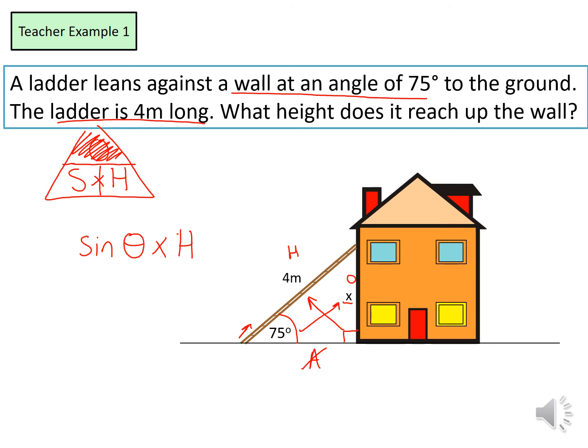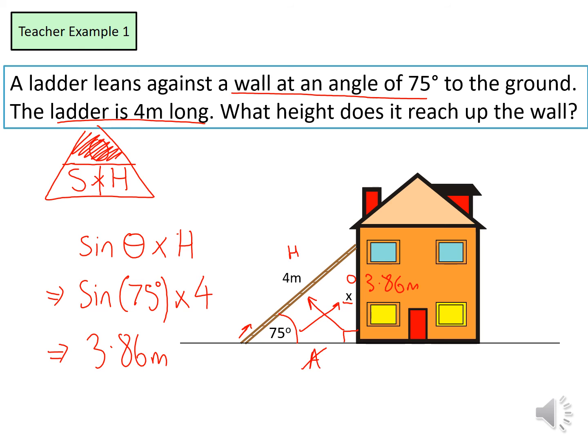Now we can substitute our values in. Sine 75 degrees multiplied by my hypotenuse, which is 4, and you should therefore get an answer of 3.86 meters. So what height does it reach up the wall? 3.86 meters, and that's to 2 decimal places. Make sure you do your decimal places.